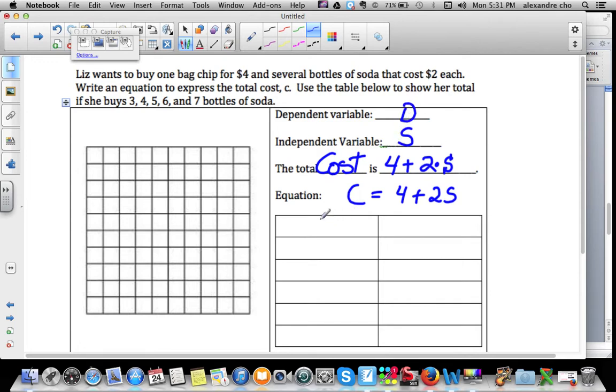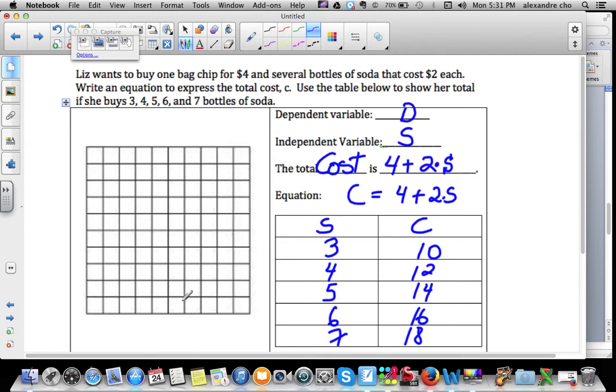So little chart here. On the chart, on the left side, we usually put our independent. We'll write sodas. And the cost, the dependent, goes over here. We want to know how much it would be if she bought 3, 4, 5, 6, 7 sodas. So if it's 3, 3 times 2 is 6, plus 4 is 10. If it's 4, 4 times 2 is 8, plus 4 is 12. If it's 5 bottles of soda, it would be 14. 6 bottles of soda, 6 times 2 is 12, plus 4, 16. And then 7 bottles of soda, 7 times 2 is 14, plus 4, 18.